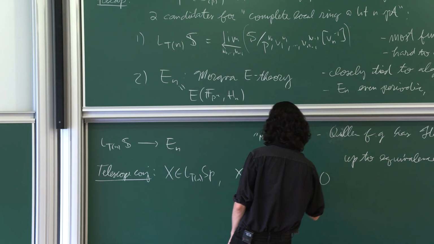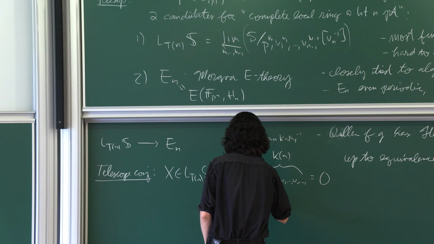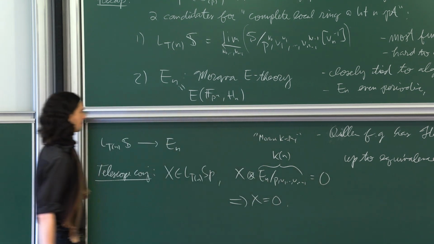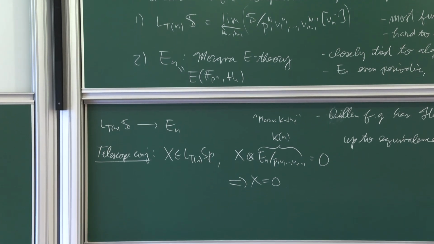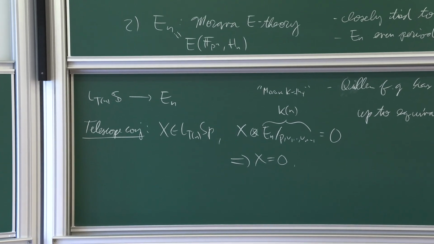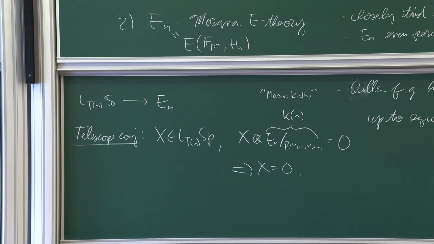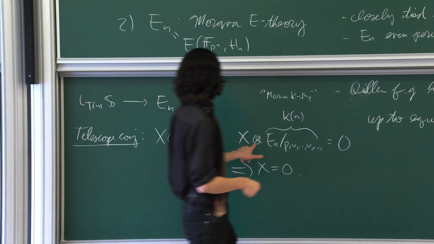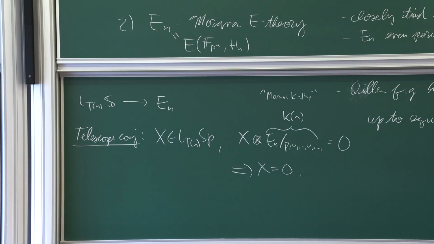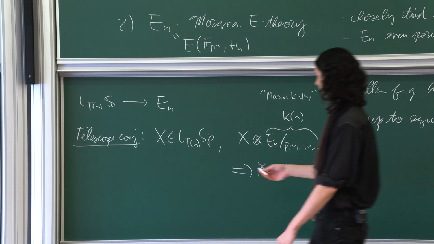If this is equal to 0, then X must be equal to 0. Okay, so the definition of the tensor over what? Over the sphere spectrum. Yeah, it's the tensor product in spectra, so smash product. Okay, and again, I forgot now, the definition of LTN SP means? Oh, this is just the essential image of this functor.